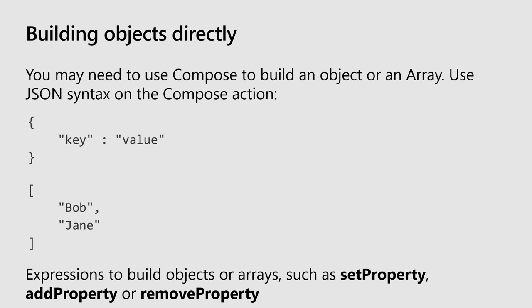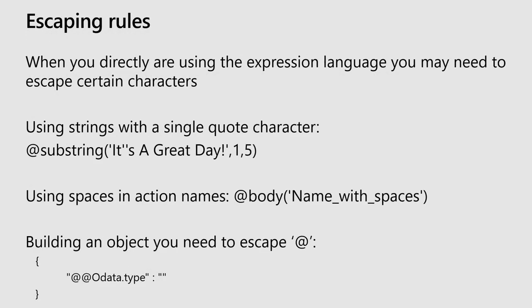So this is particularly useful if I have a variable that contains an object and I want to add a series of properties in a loop to that variable. You can do that by using the add property expression in each iteration of that loop. So you can build up an object or a dictionary of things that you want to map. And finally, as you're building out expressions, keep in mind escaping rules.